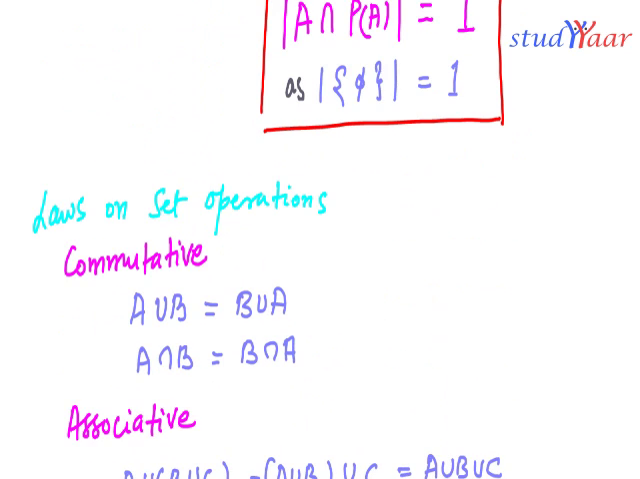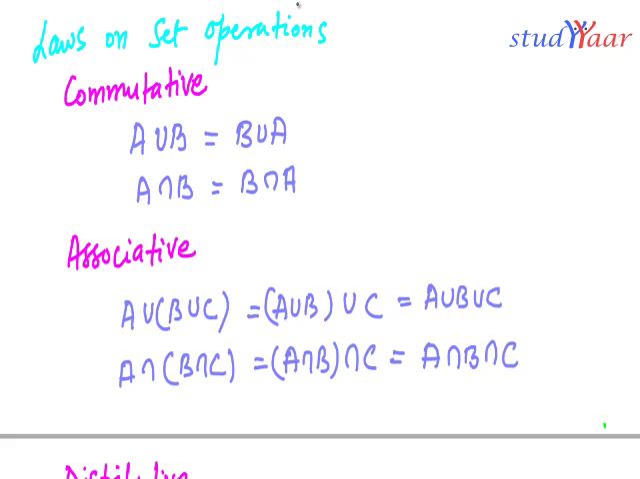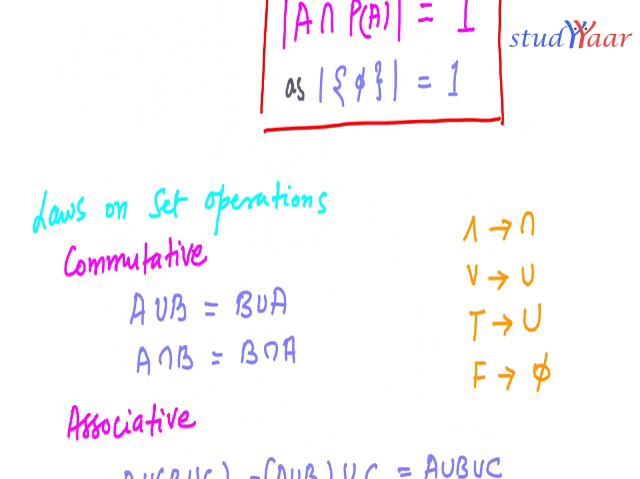Now let's talk about some laws that govern the set operations, okay? These are the same laws that we studied in propositional logic. The only thing that changes over here is if you replace your AND with intersection and your OR with union, you replace the true value with a universal set, and you replace the false value with a null element, then you're going to be able to get all the laws from the laws of propositional logic, okay?